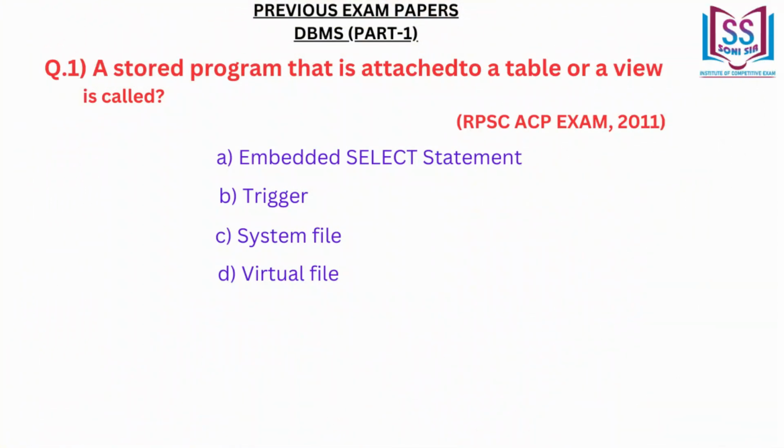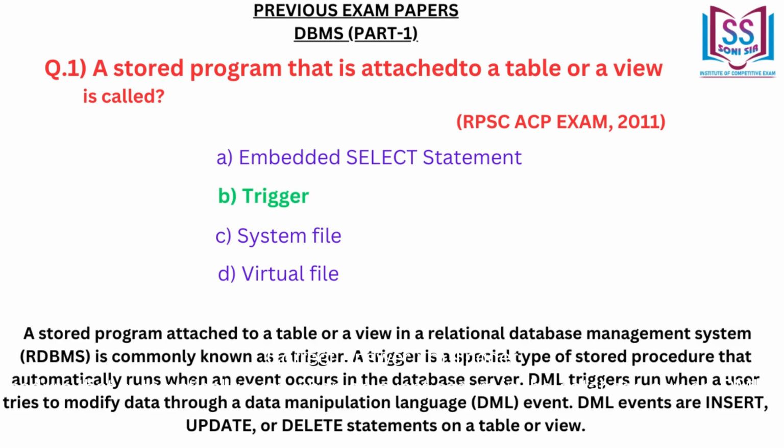A stored program that is attached to a table or a view is called: A. Embedded select statement, B. Trigger, C. System file, D. Virtual file. Correct answer B. Trigger. A stored program attached to a table or a view in a relational database management system, RDBMS, is commonly known as a trigger.